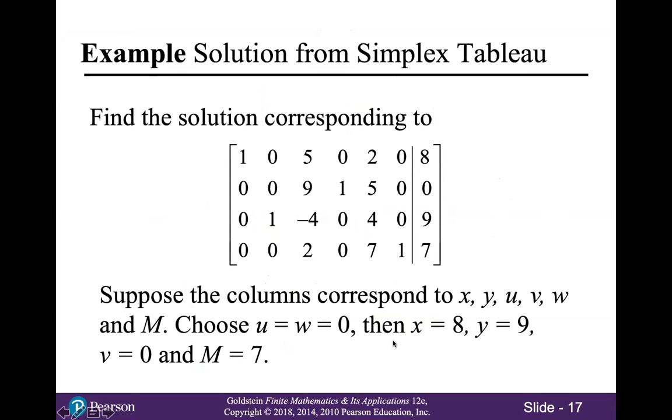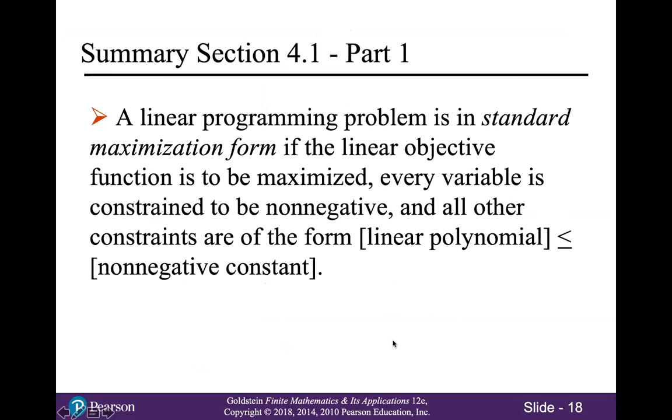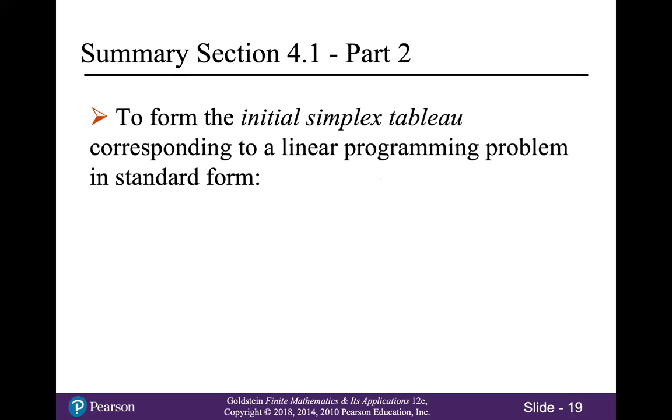All right. So that's actually going to do it for that section. A linear programming problem is in standard maximization form if the linear objective function is to be maximized, every variable is constrained to be non-negative, and all other constraints are of the form linear polynomial is less than or equal to a non-negative constant.